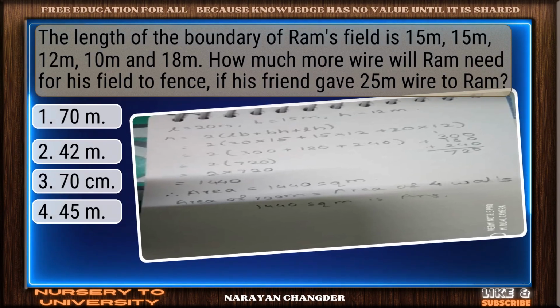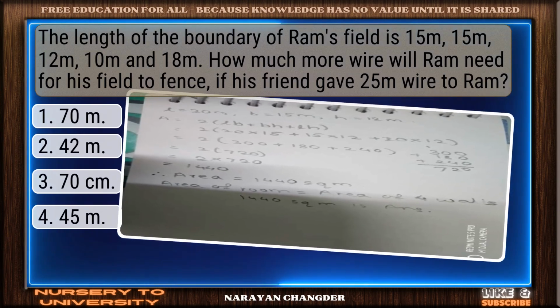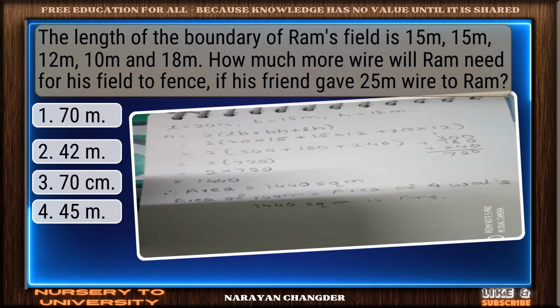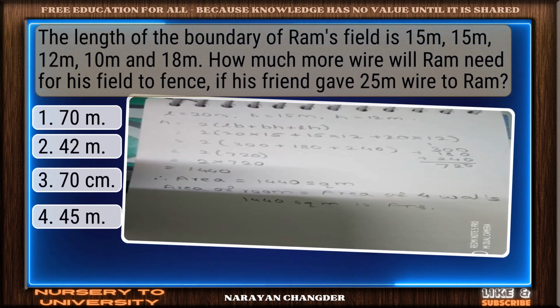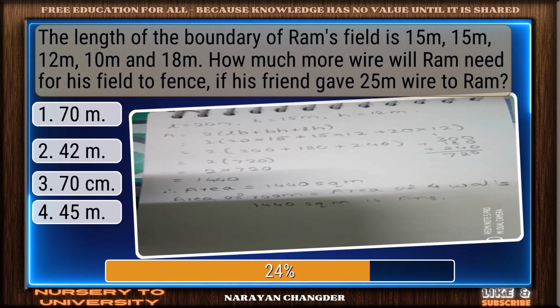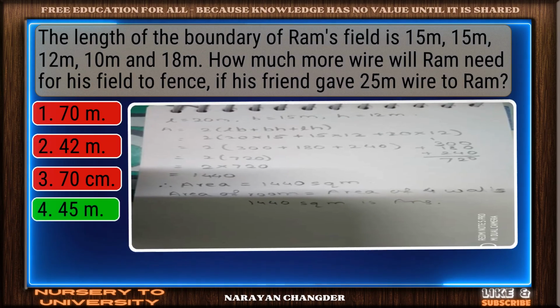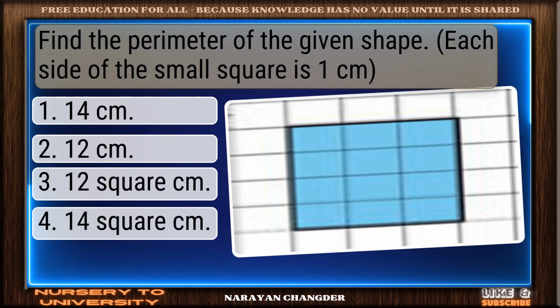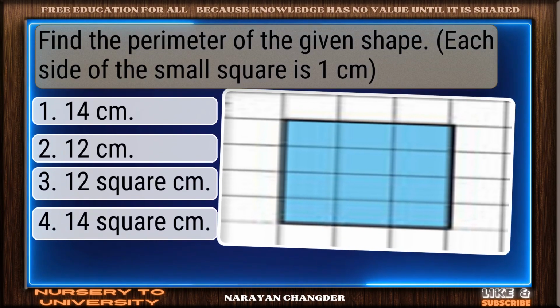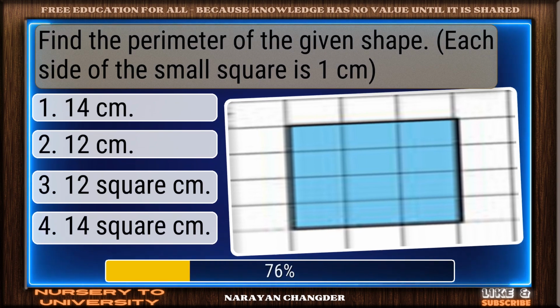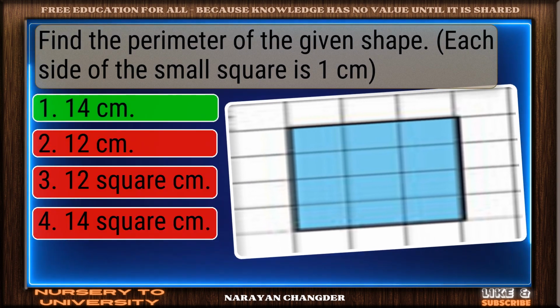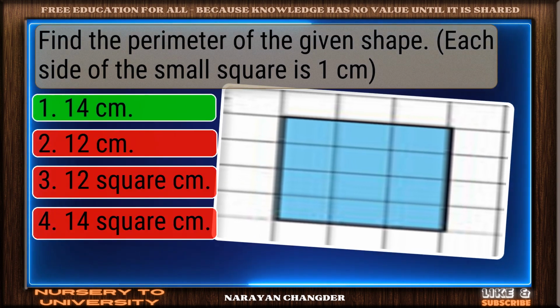The length of the boundary of Ram's field is 15 m, 20 m, and 9 m. How much more wire will Ram need to fence his field if his friend gave 25 m wire to Ram? Excellent. 45 m is a brilliant choice. Find the perimeter of the given shape. Great job. 14 cm is the accurate answer.